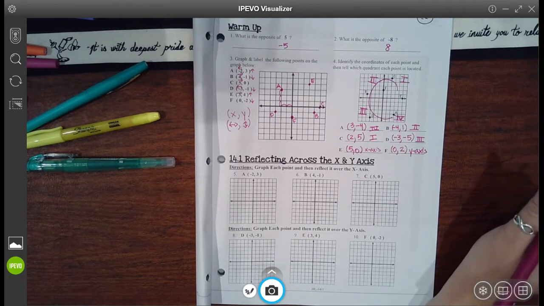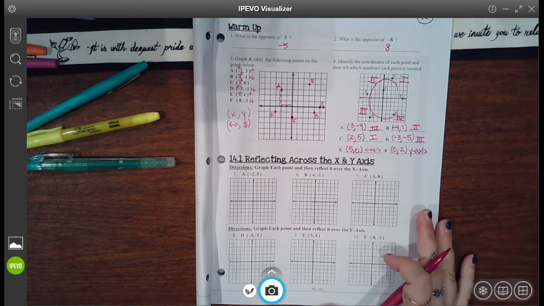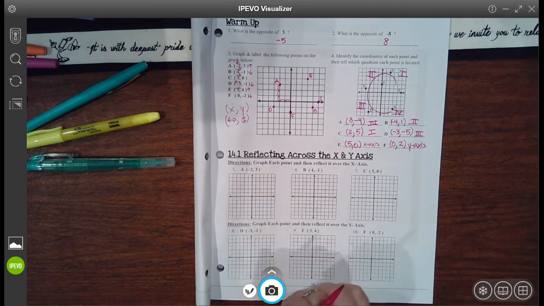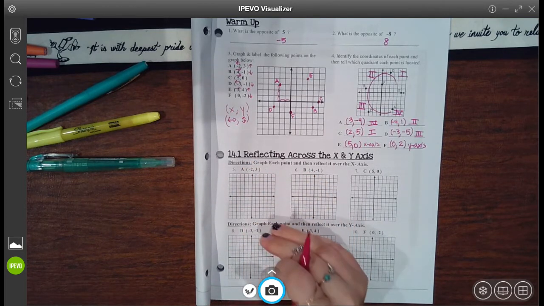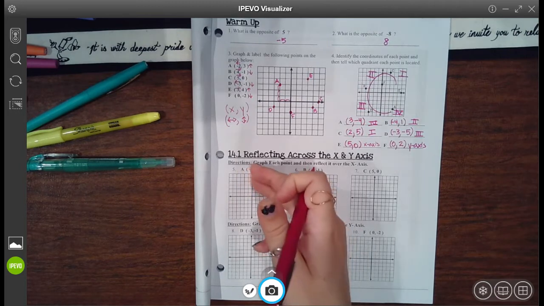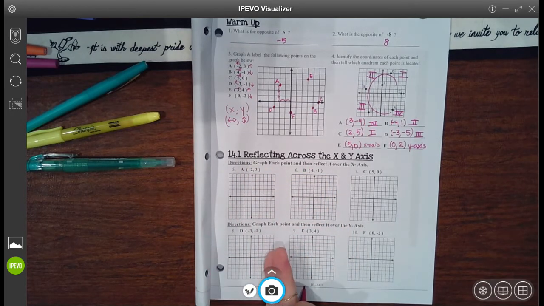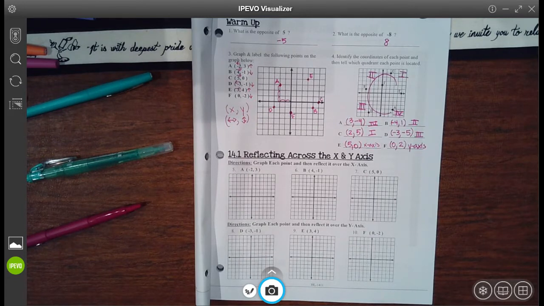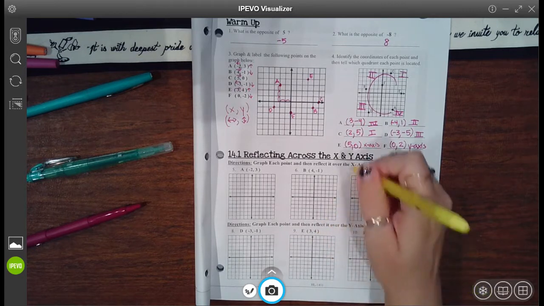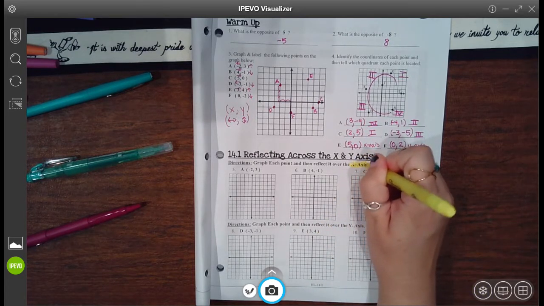Now, we're going to move on to our new concept of reflecting. Reflecting is basically taking a point and flipping it over an axis. So it's like a mirror image. And we're either going to flip it over the x or over the y-axis. So speaking of what's helpful, a lot of people make mistakes because they're not paying attention to the directions of which axis to reflect over.